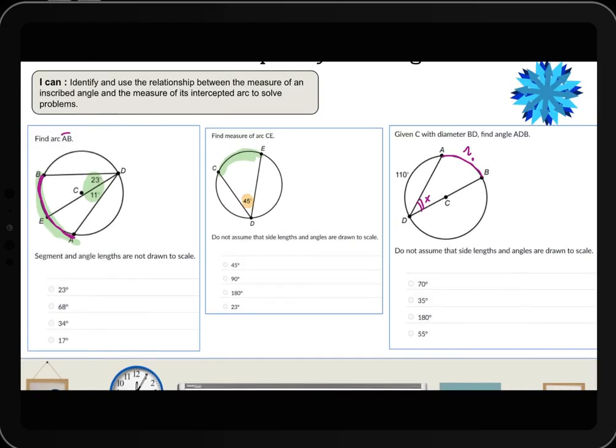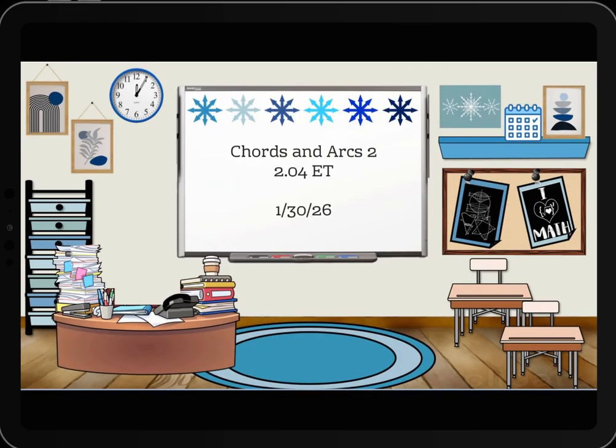And that's going to represent your lesson for 2.04, rather, for chords and arcs 2.